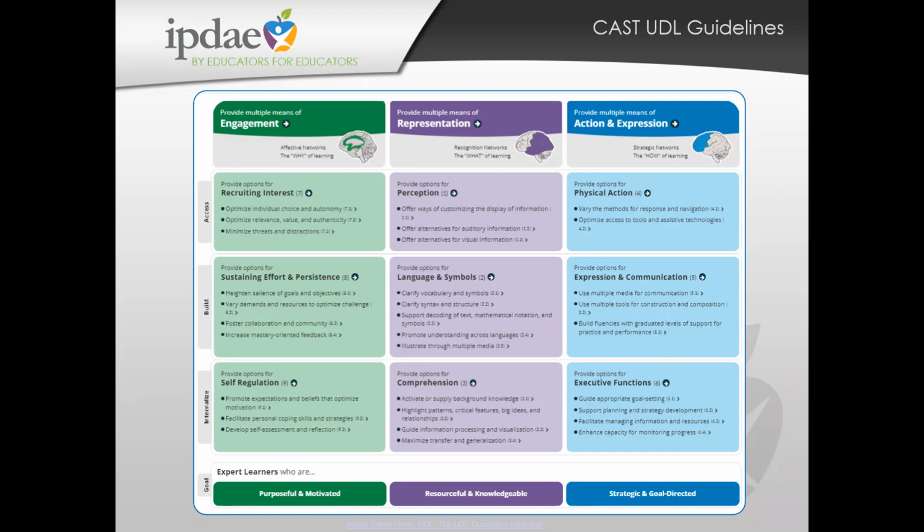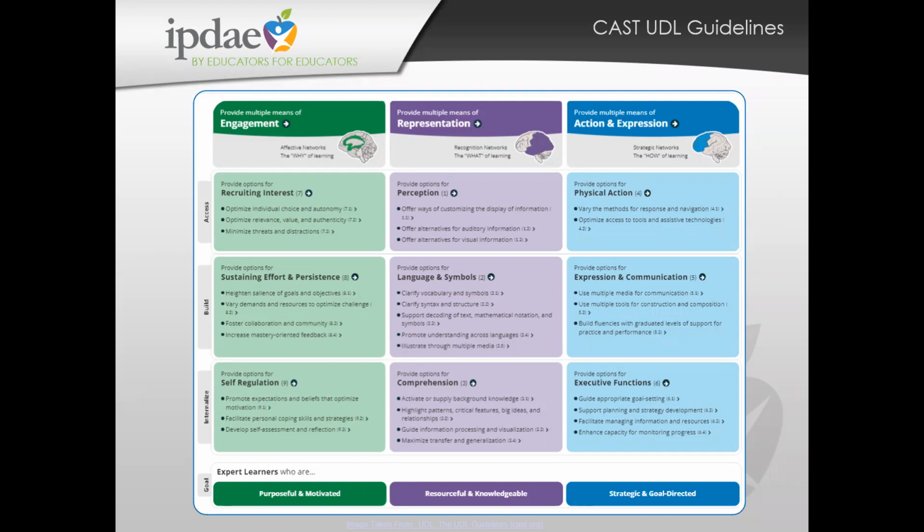Under providing multiple means of representation, we have the options for perception: offer ways of customizing display of information, offer alternatives for auditory information, offering alternatives for visual information. And under language and symbols, we can clarify vocabulary and symbols, clarify syntax and structures, support decoding of text, mathematical notation, and symbols, promote understanding across languages, and illustrate through multiple media. And finally, we have providing options for comprehension, in which we can activate or supply background knowledge, highlight patterns, critical features, big ideas, and relationships, guide information processing and visualization, and maximize transfer and generalization. Students that achieve all of these will be resourceful and knowledgeable.